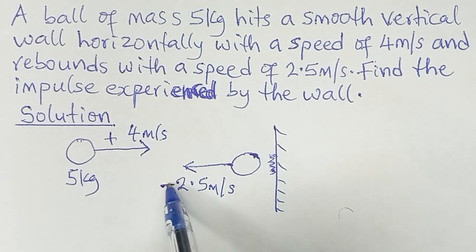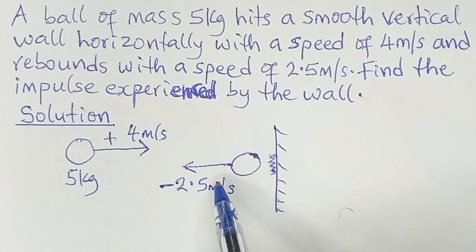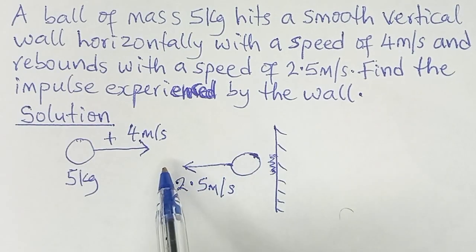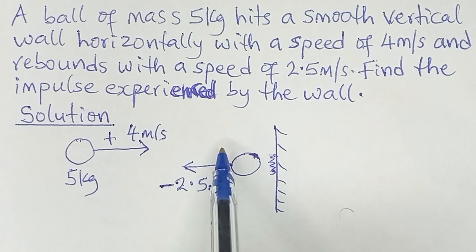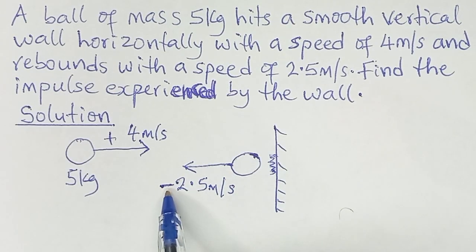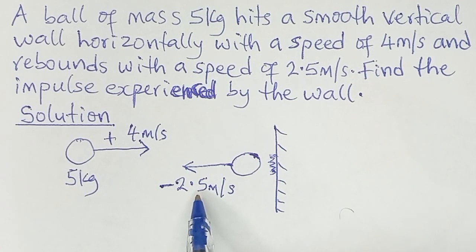Don't forget, velocity is a vector quantity, so we have to take direction into consideration. The direction is now the opposite direction. So if this direction is positive, as I've taken here, that means this opposite direction will be negative, and we have to represent that using the velocity. So I'm putting a minus for the velocity to show the opposite direction.